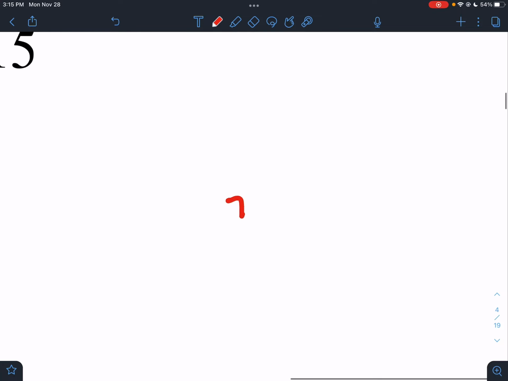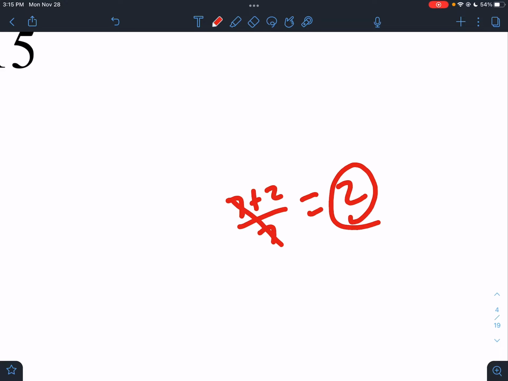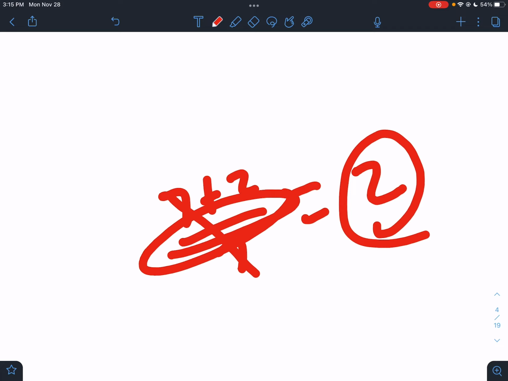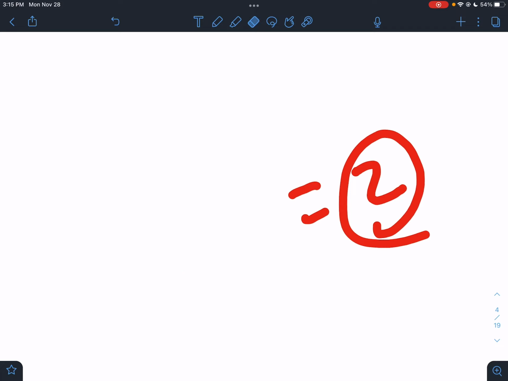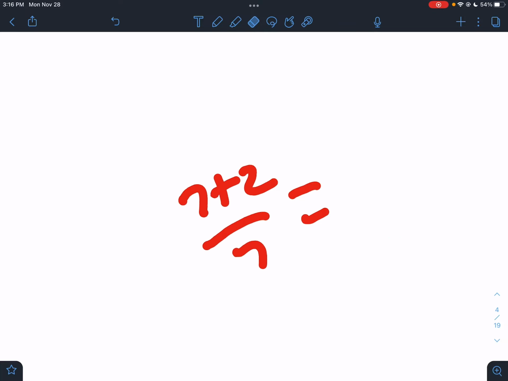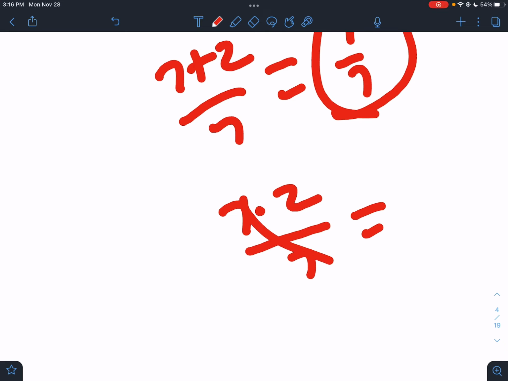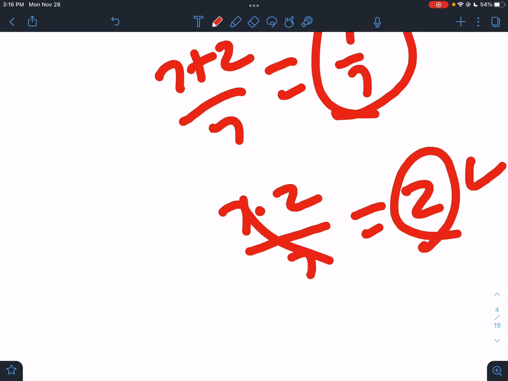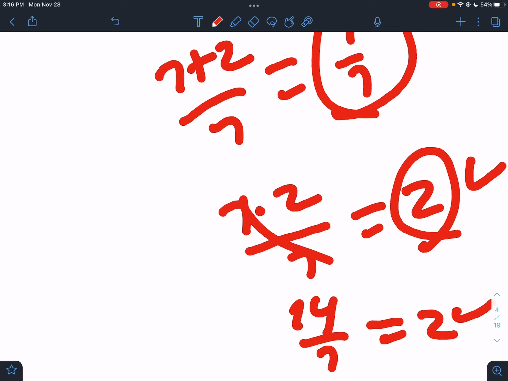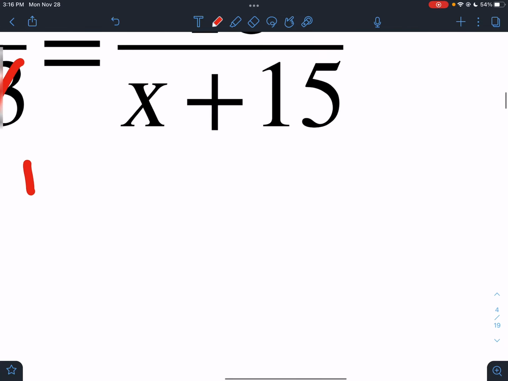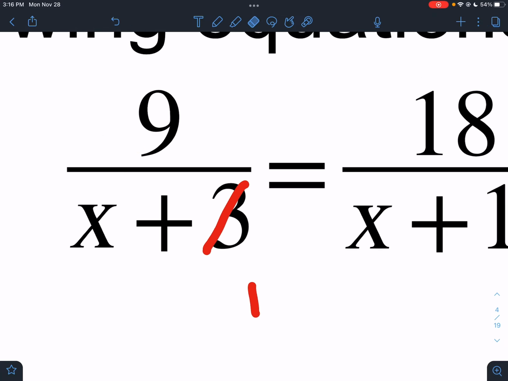Sidebar, if I said 7 plus 2 divided by 7, can I cross out the 7s and say the answer's 2? Can I do that? No. Division does not undo addition. It doesn't work. You can't do that. 7 plus 2 divided by 7 does not equal 2. You would do 7 plus 2 is 9. That answer is 9/7. Now, if it was 7 times 2 divided by 7, could you just cross those out and say the answer is 2? Yes. Right? 7 times 2, 14, divided by 7, yes. That's because division undoes multiplication. It doesn't undo addition. So you cannot do that.